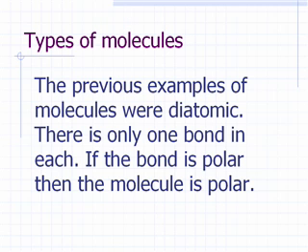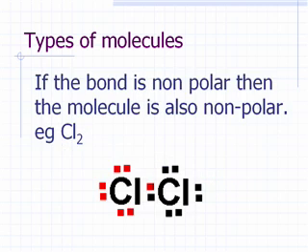Those examples that I've looked at were diatomic, and there's only one bond in a diatomic molecule. So if the bond is polar, then the molecule will be polar. If the bond was not polar, then the molecule wouldn't be polar. And there's an example there with chlorine.